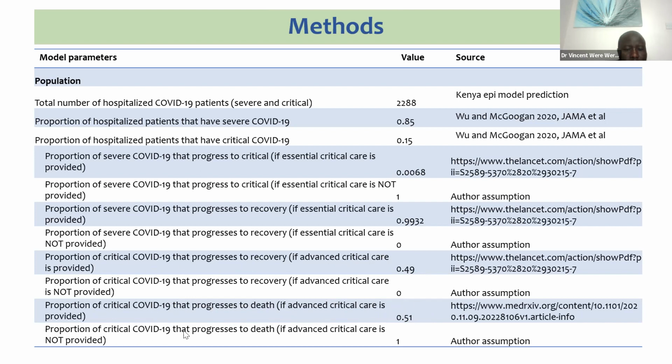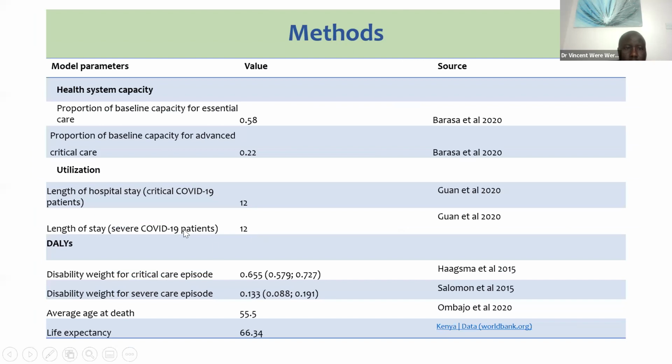Then the proportion of critical patients that progress to death. If patients are in the ICU and you don't give them advanced care, we assume that all of them will die. So all these assumptions mean we have accounted for every branch of the tree. And you can do that in your antimicrobial analysis.